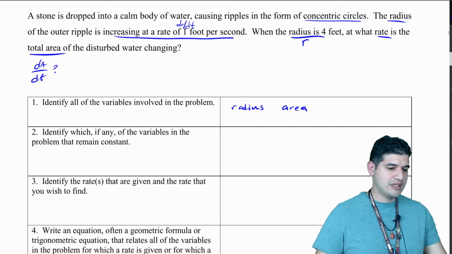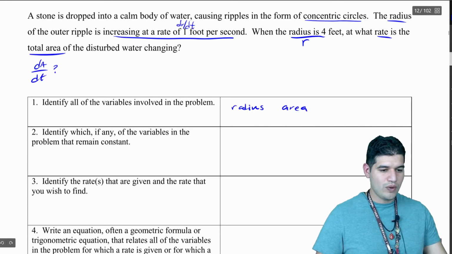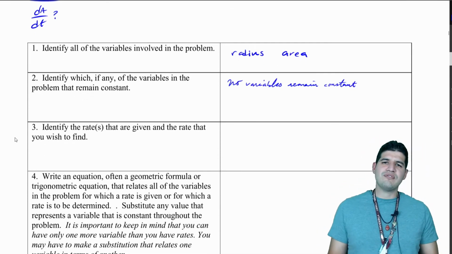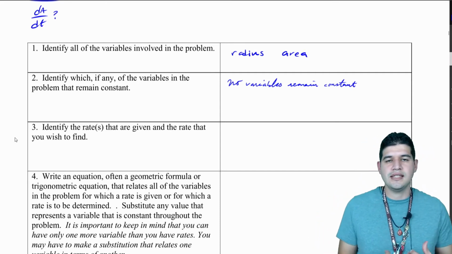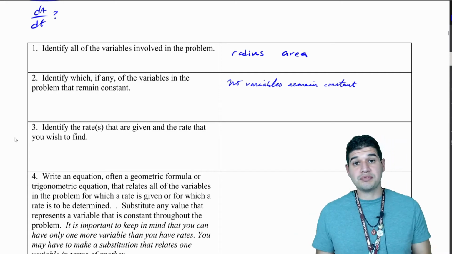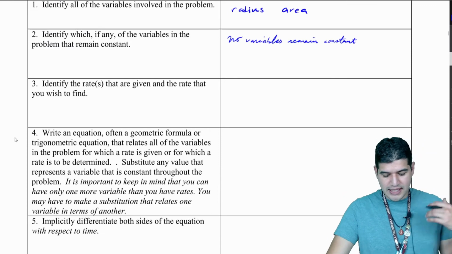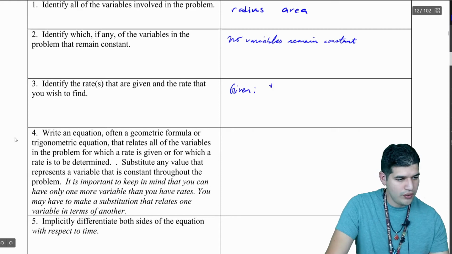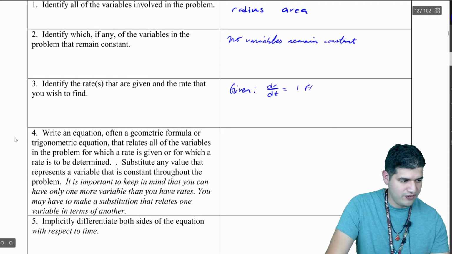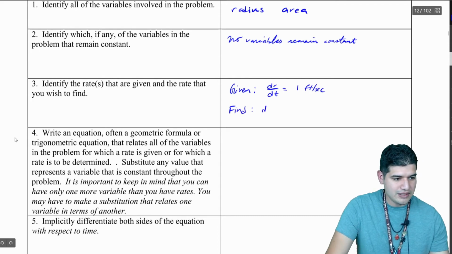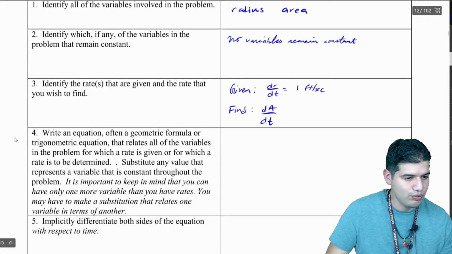Now we want to say, okay, what's going to remain constant? Well, in this case, again, no variables remain constant. Don't worry if you're not sure exactly what it means to remain constant yet, because we are going to be looking at some problems where there are going to be variables that do remain constant, okay? Now we want to say what's given and what we want to find. So what's given in this problem? Well, we know that the rate of the radius is changing with respect to time, and that is given as 1 foot per second. That looks like a nice number, but what we want to find is the rate that the area is changing with respect to time.